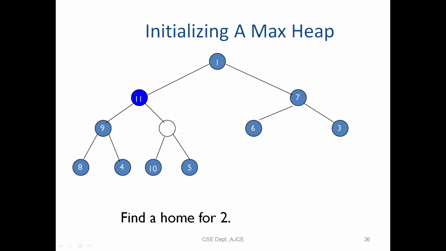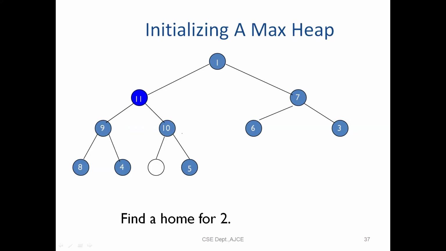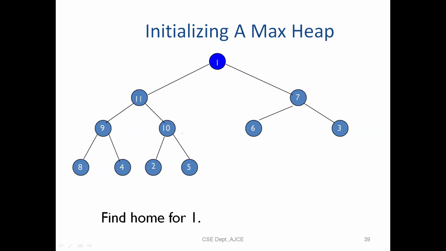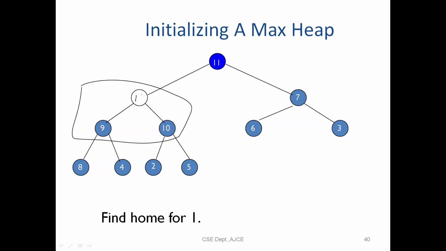So how do you find a home for 2? Just compare it with 10 and 5 and see which one is the greater one and just move it forward. And then are we able to place the new element there? Yes, so we can do. Now we again move forward to the next parent location, that is 1, and we compare 11 and 7, that is the children. 11 is greater, so we move forward. Now when we place, this was already a max heap, right? This position was already a max heap when 11 was there.